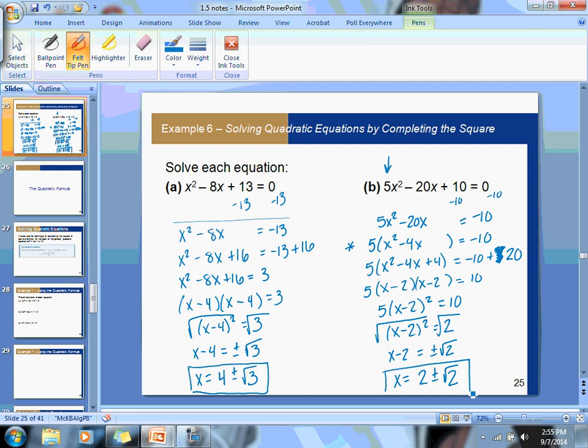So again, watch out for any lead coefficient. You'll have to take it out as a numerical GCF. And then any number that you add in when you're completing the square, remember to multiply that by that numerical GCF. And that's what gets added on the other side of the equation.